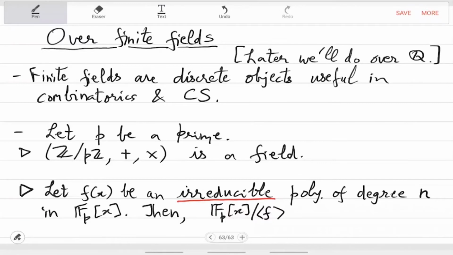and this field is called, we'll write it as F_p^n. It's also written in the literature as a Galois field, GF of size p raised to n. But usually we write F sub p raised to n. So either of these notations.